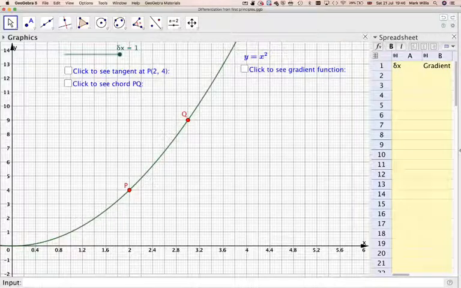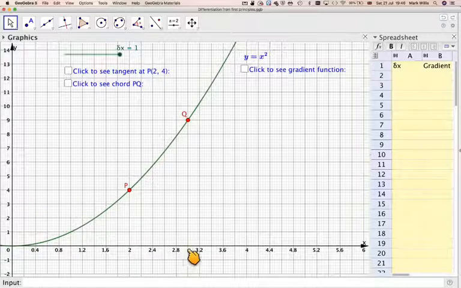Hi, in this video we're going to look at the gradient of the curve y is equal to x squared. We've just got the positive part drawn here. So this is the curve y is equal to x squared for positive values of x. So when x is 2, y will be 4.